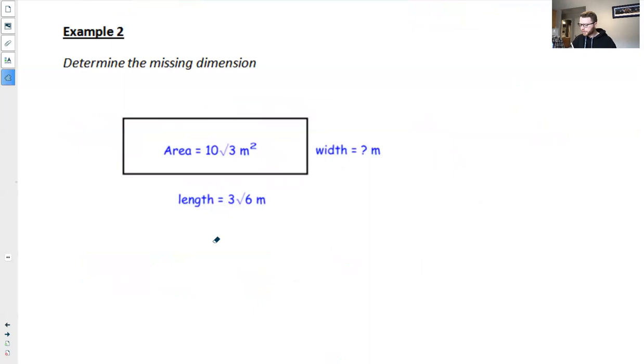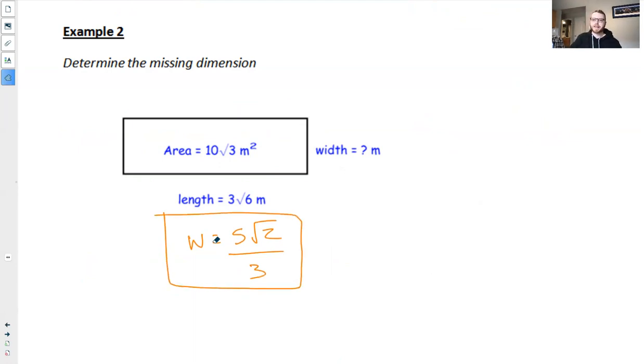I know we completed this in yesterday's video lesson, but if you did not do that already, please take the opportunity to solve that today. The answer for this problem, the width, is equal to 5 root 2 over 3. So if you did not solve that yesterday, please take the time today to attempt this problem to find the width. And there is the answer right there.